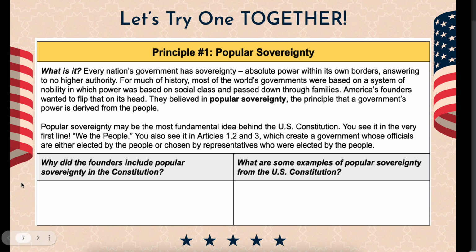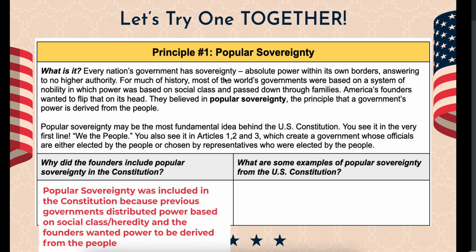Now, the first question below that we need to answer is, why did the founders include this in the Constitution? The description's right up here in the first paragraph. You might want to pause the video here. Popular sovereignty was included in the Constitution because previous governments, especially during the 1600s and 1700s in Europe, distributed power based on social class and heredity. And the founders wanted to change that. The reading says they wanted to flip it on its head, right? And they wanted power to come from the people. So that's why they included this idea.